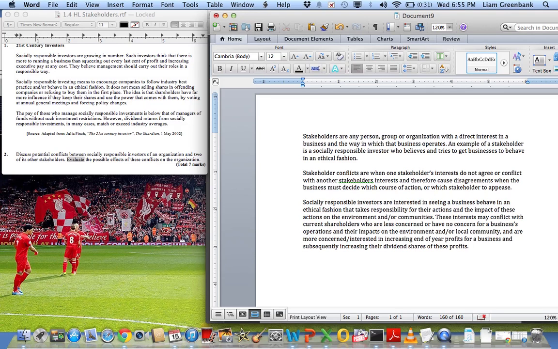Certain investors might want to invest in companies or keep their shares in companies that are socially responsible, whereas other shareholders may not be socially responsible and care more about the dividends share of the profits. So they care about increasing the profits for the business. So we need to say this conflict, so we need to now evaluate the effect.